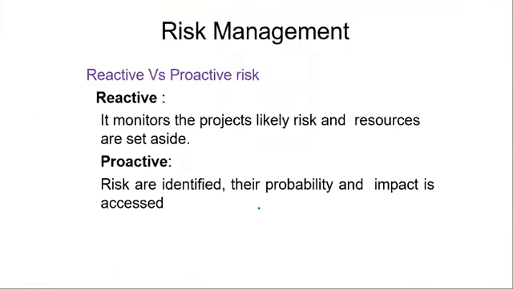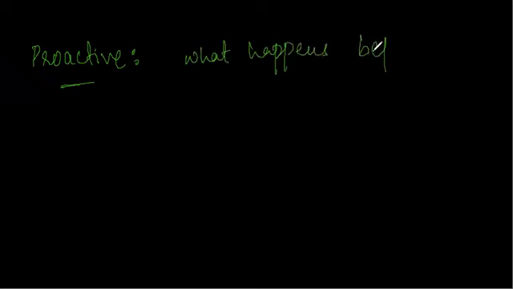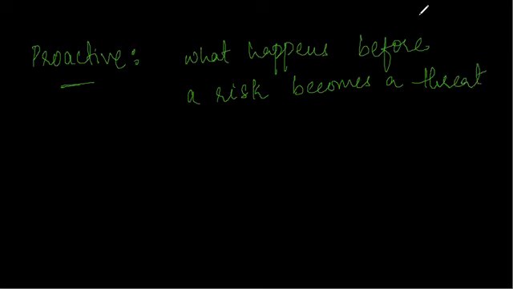Now, the two types of risk: reactive risk and proactive risk. Now, proactive risk means that this risk management is going to deal with what happens before a risk becomes a threat. So this deals with the before part.